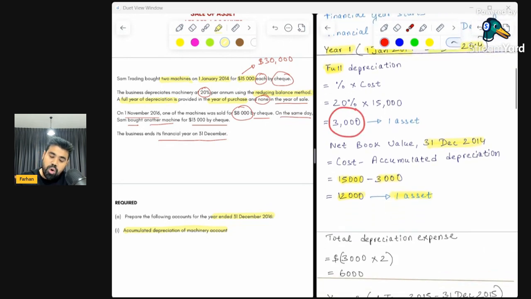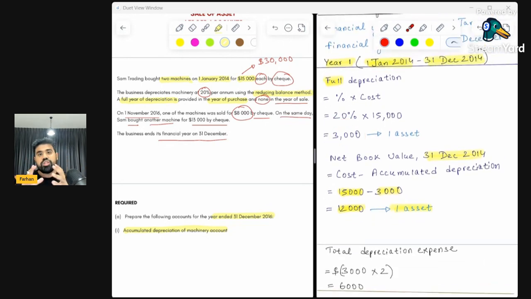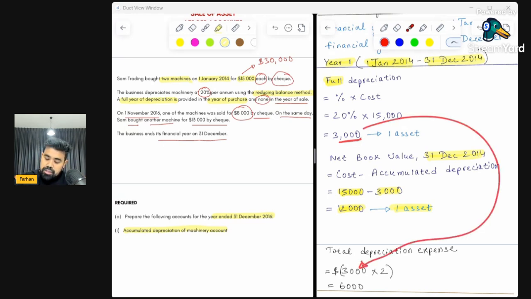if you want to find the total depreciation expense for the first year starting 1 Jan 2014 and ending 31st of December 2014, then you simply take the depreciation for one asset, which is $3,000, and multiply by 2 to get the total depreciation for two assets, and that is $6,000. Okay? All right.